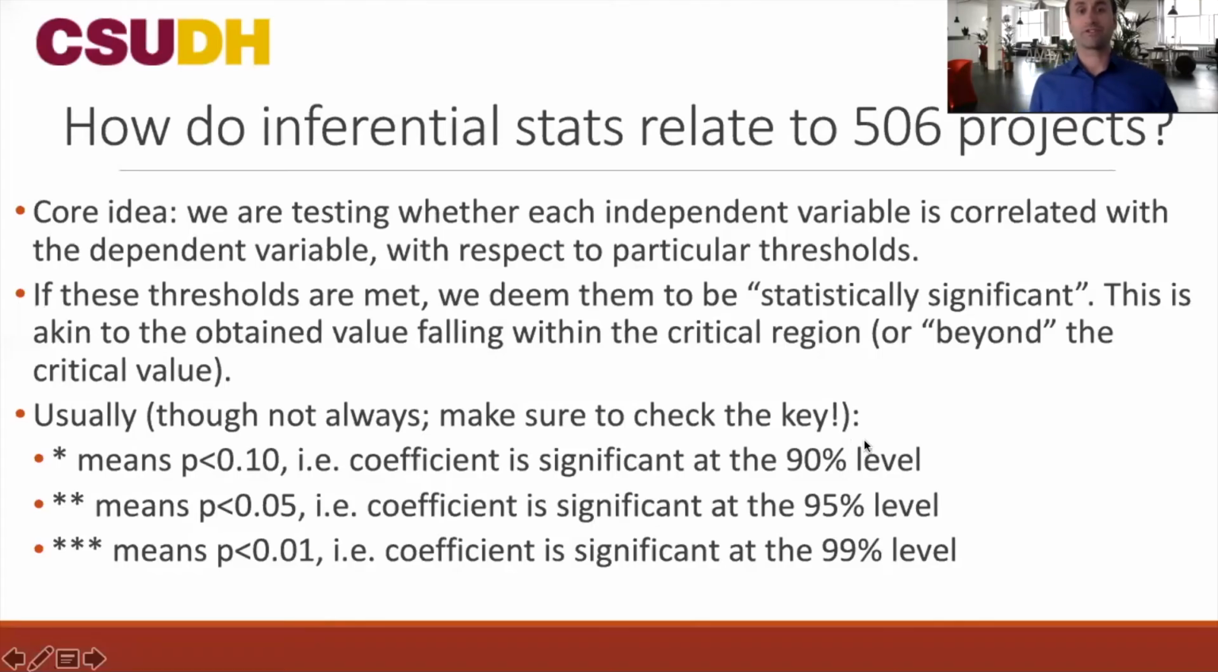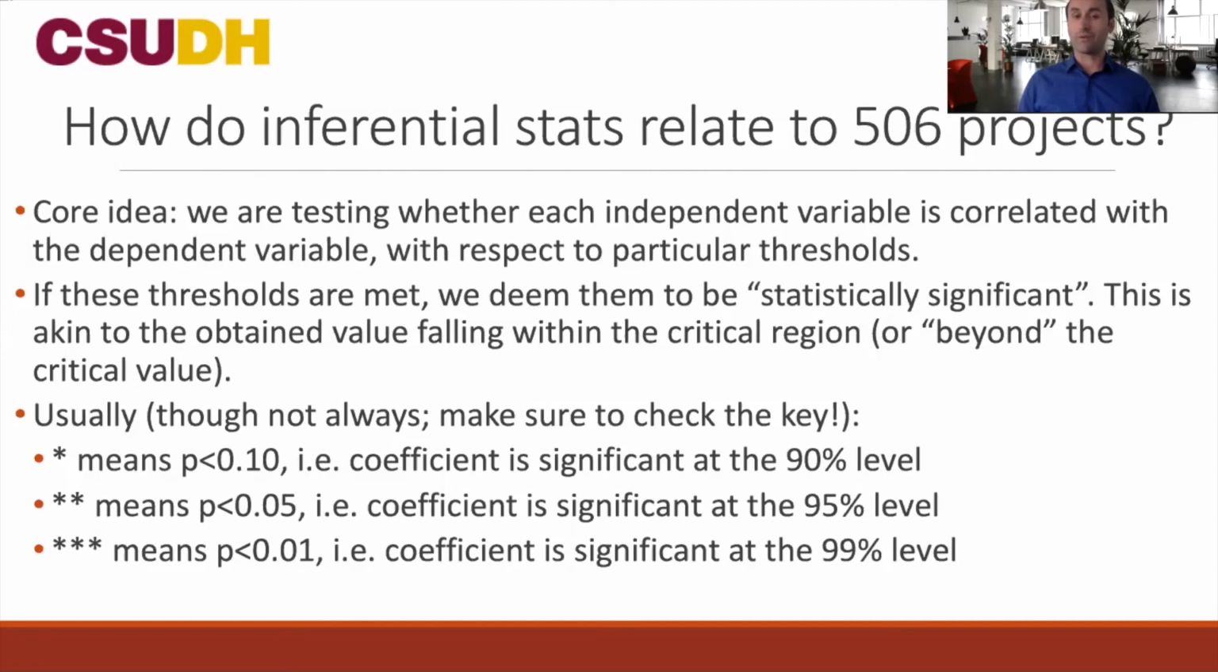So how do inferential statistics relate to our 506 projects, I hear you ask? Well, the relation is that the core idea is somewhat the same. So we are testing whether each independent variable is correlated with the dependent variable with respect to particular thresholds. Now, these thresholds are similar to those critical values that we're thinking about for general inferential statistics. If these thresholds are met, we deem the variables and their coefficients to be statistically significant. Now, this is akin to the obtained value falling into the critical region or beyond the critical value.